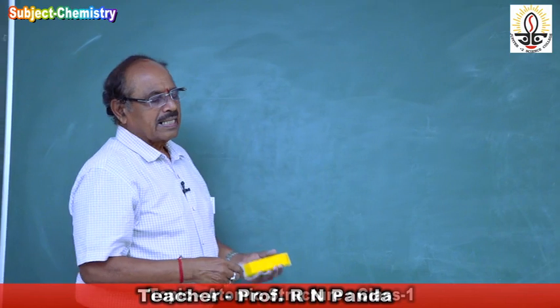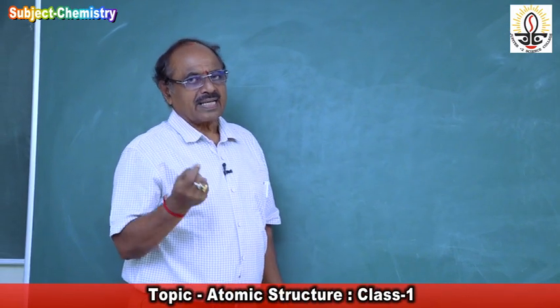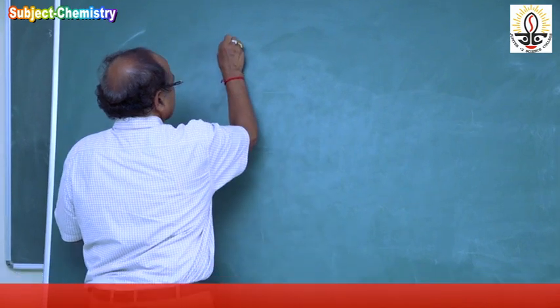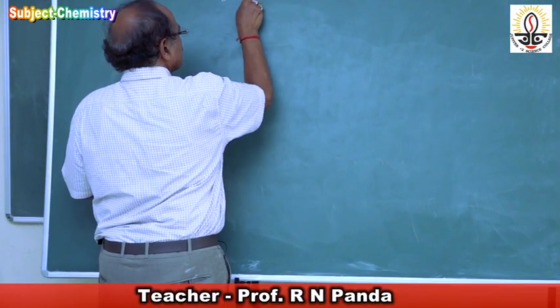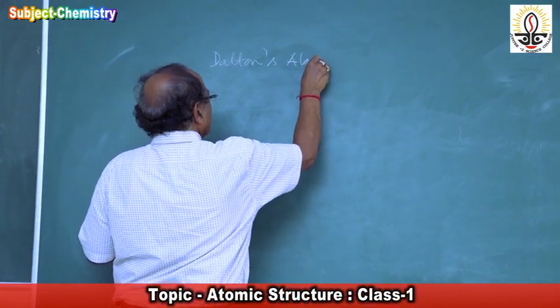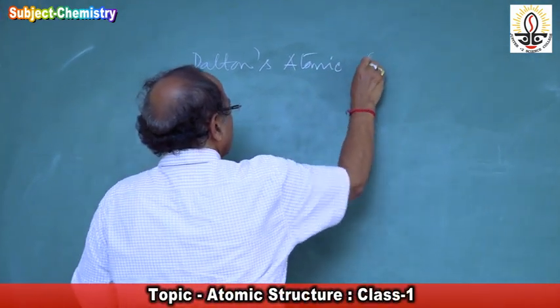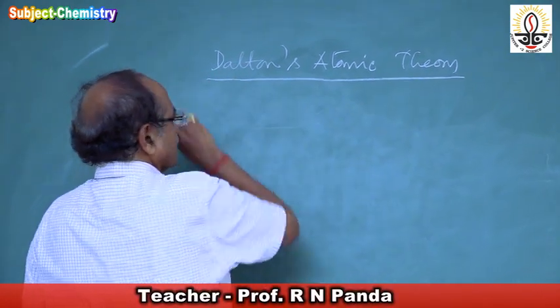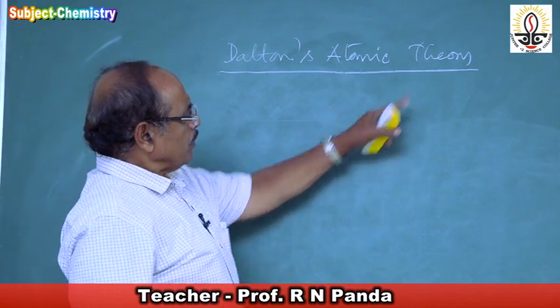Everything that characterizes an atom, the character of an atom, was proposed in a theory called Dalton's atomic theory. To characterize an atom, he proposed a theory called Dalton's atomic theory. So what do you mean by the word theory now?